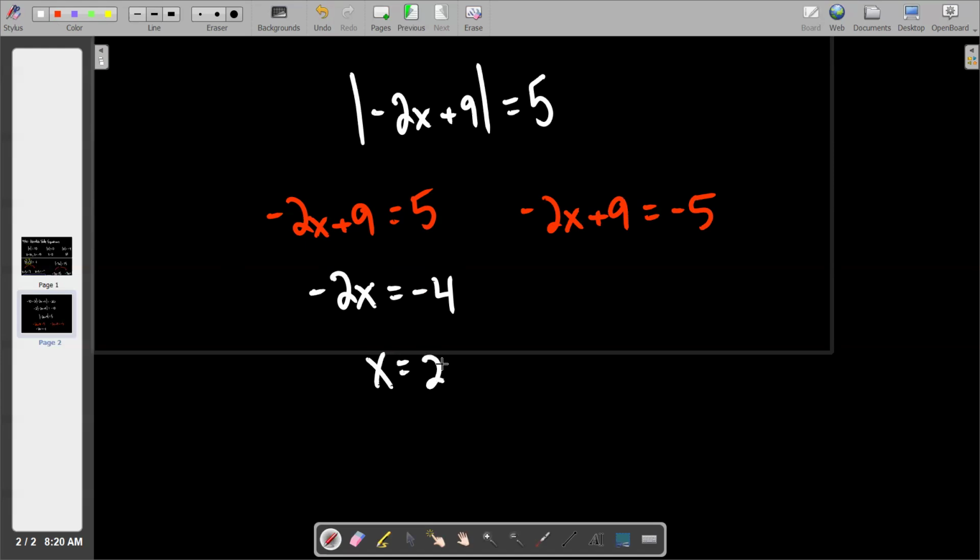That's a solution. On the other side, if we subtract 9, what do we get? Thank you for saying the whole equation. Negative 2x equals negative 14. Negative 5 minus 9. I hope that's what it equals, or I've been messing that up for a long time, right? If we divide both sides by negative 2, then x equals 7. One more. Any questions so far?